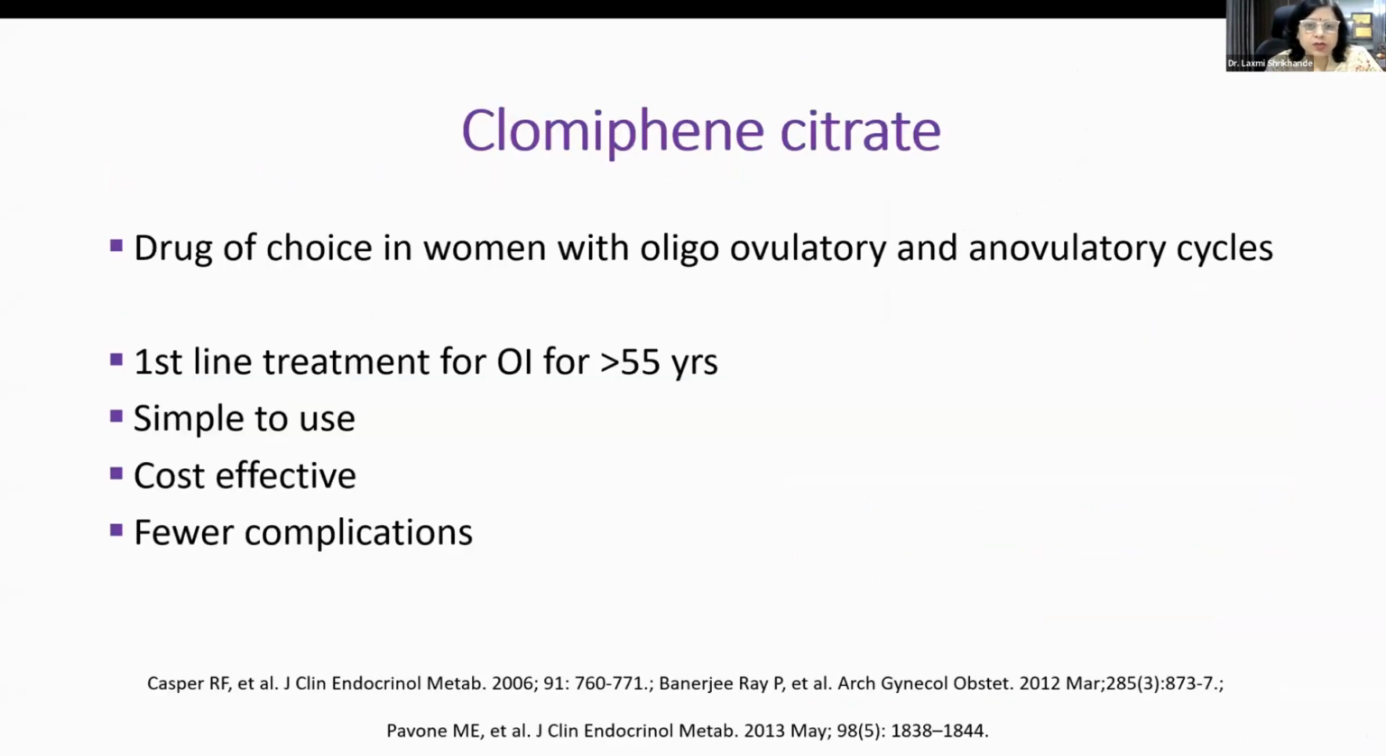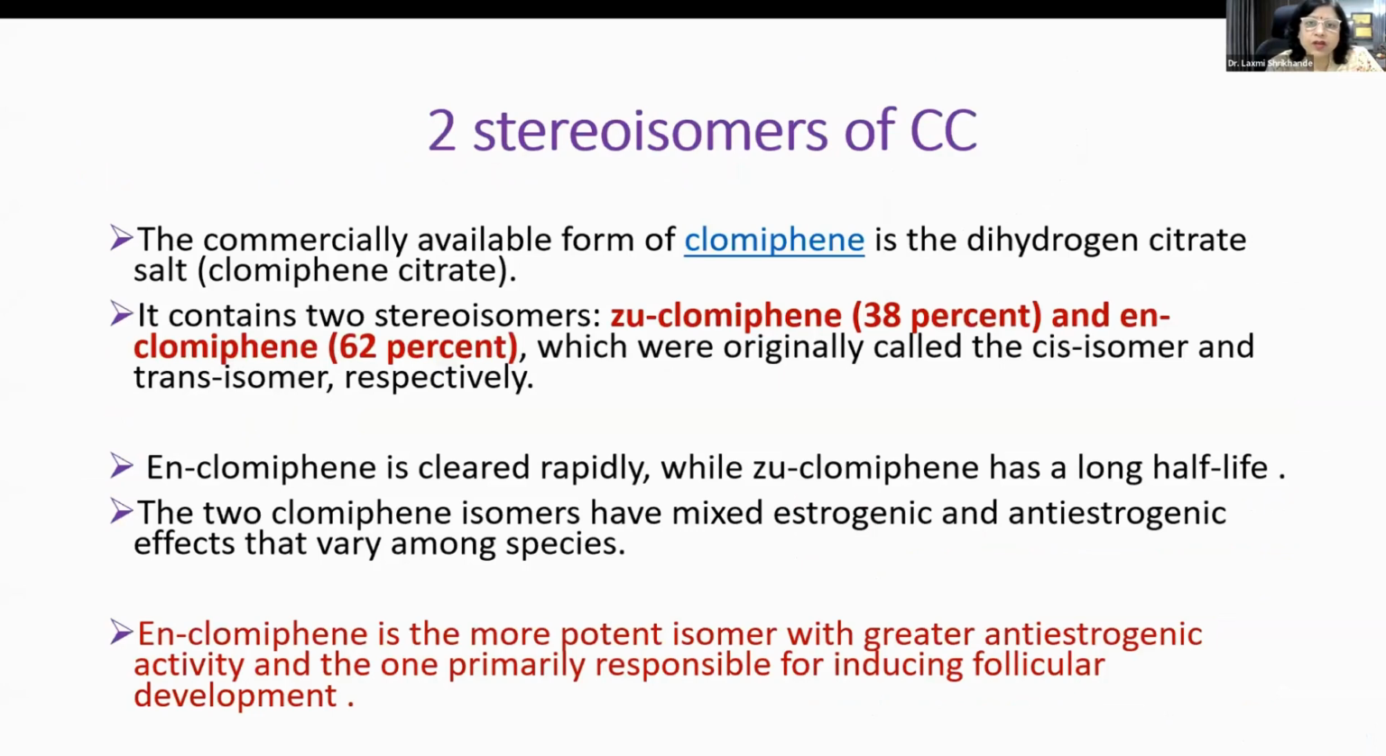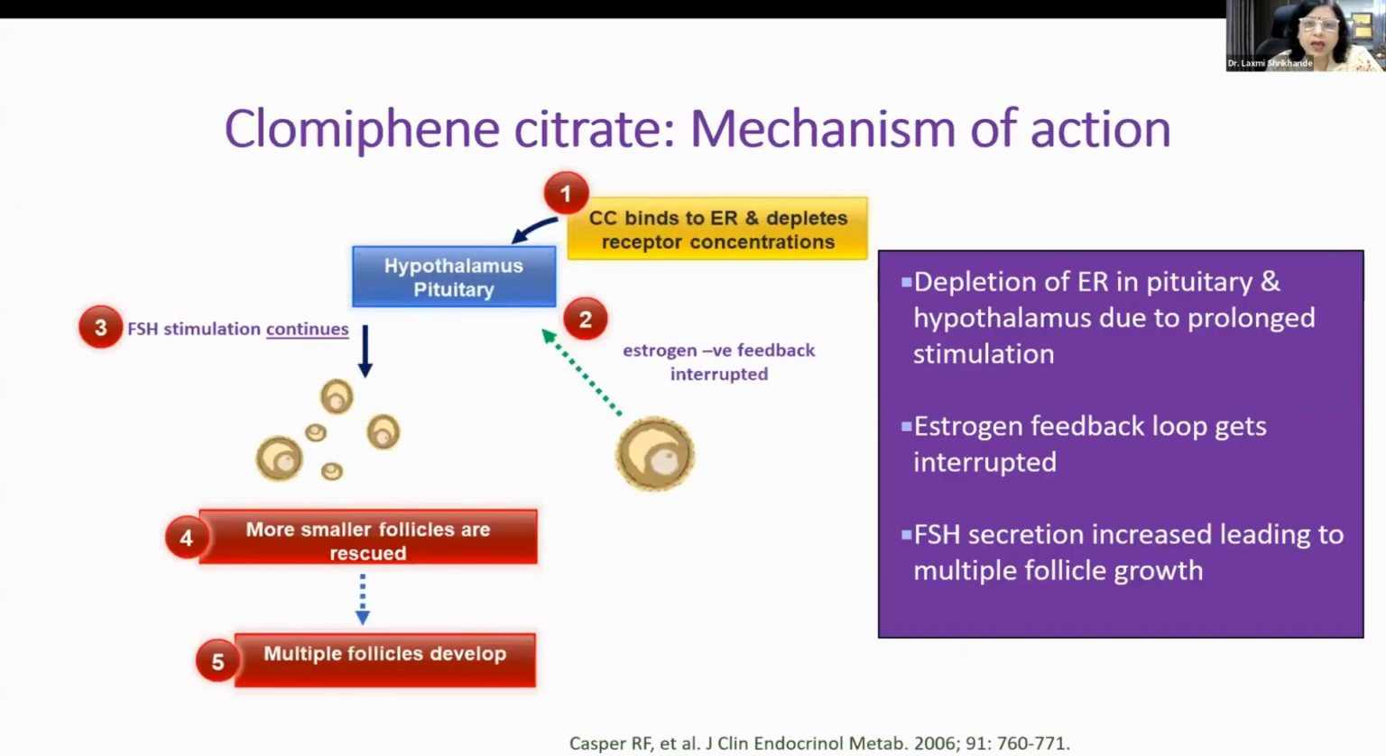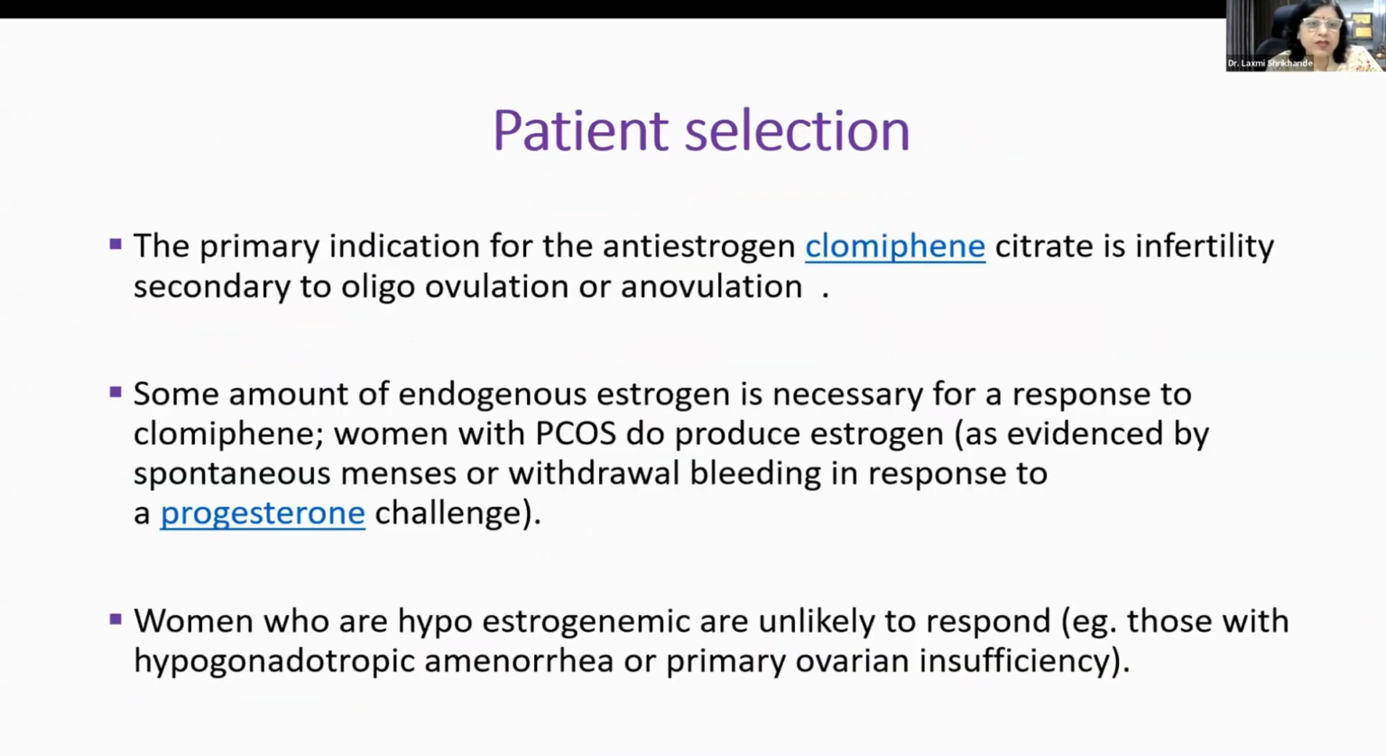So first, coming to clomiphene, it was the first drug of choice. We have known this drug for the last 55 years. Simple to use, cost effective, has fewer complications. It has two isomers, that is zuclomiphene and enclomiphene. Enclomiphene is the more potent isomer with greater anti-estrogenic activity, and this is the one which is primarily responsible for inducing follicular development. This is the mechanism of action of clomiphene citrate.